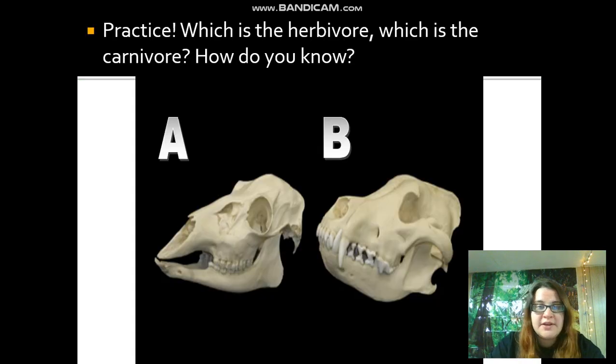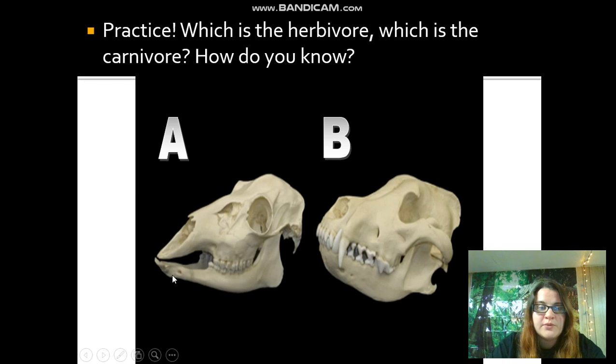All right, so just a little bit of practice. We have 2 different skulls here. Which one would be the herbivore and which one would be the carnivore? So there's a few different things that you want to make sure you're looking for. Are they pointy teeth? Are they flat and pointy teeth? Are they mostly flat teeth? Is there a canine present? If there's not a canine present, then there's going to be a gap, okay? And that gap is called the diastema.